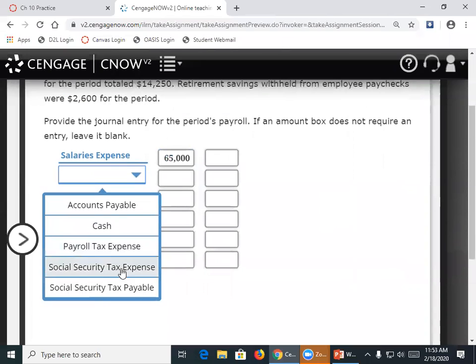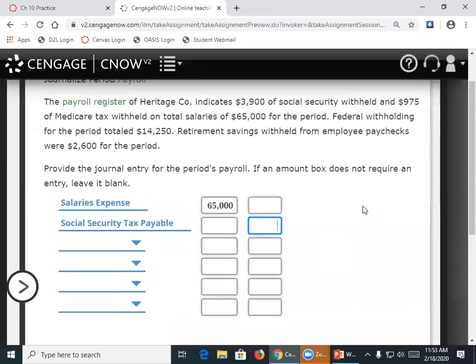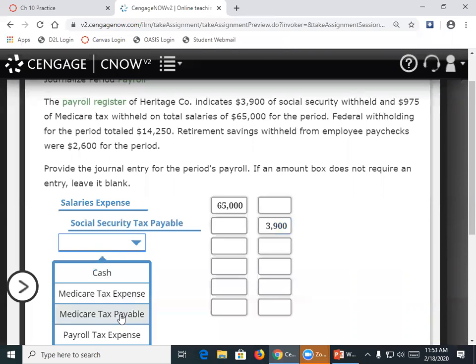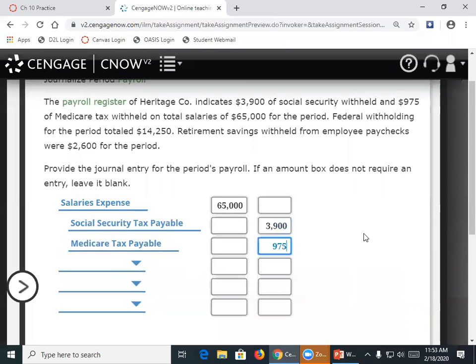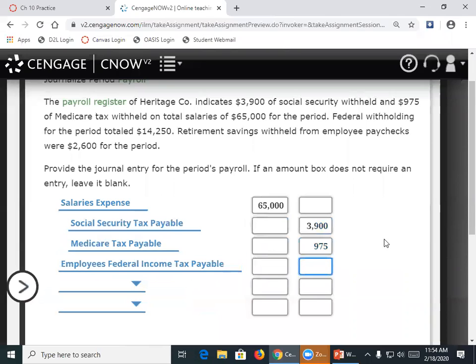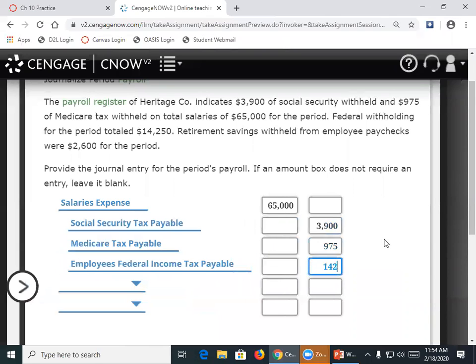So I should have Social Security tax payable. Make sure you choose the payable account. They gave that to us. It was $3,900 to Social Security tax payable. Then we had Medicare tax payable, $975. We have employee federal income tax payable, which they told us was $14,250.